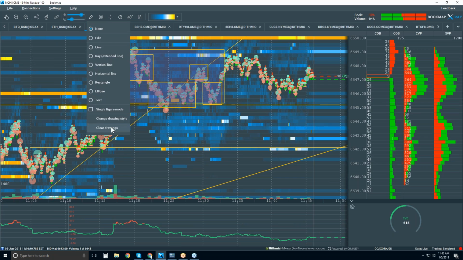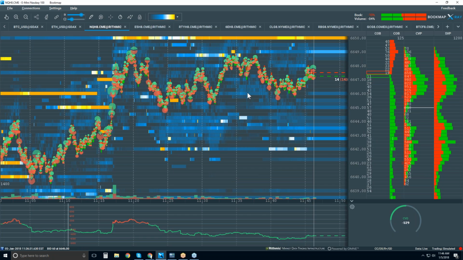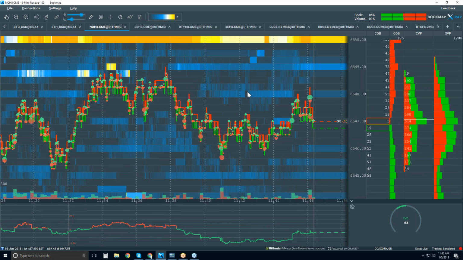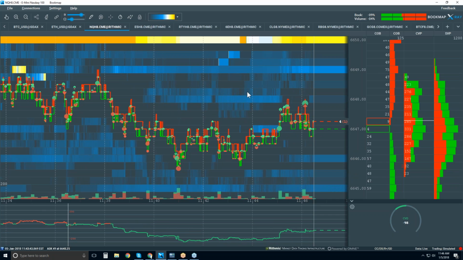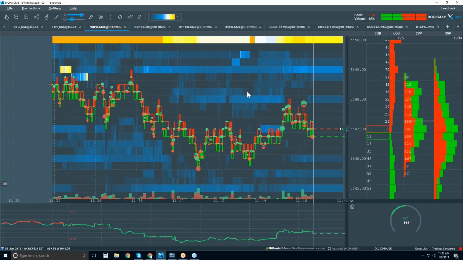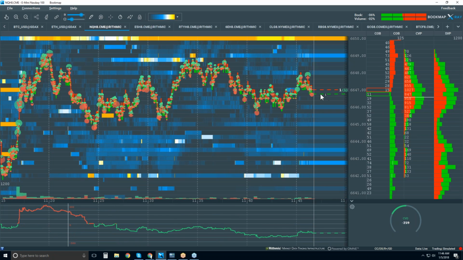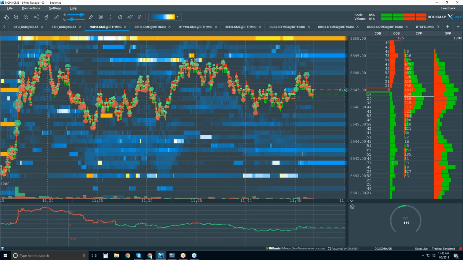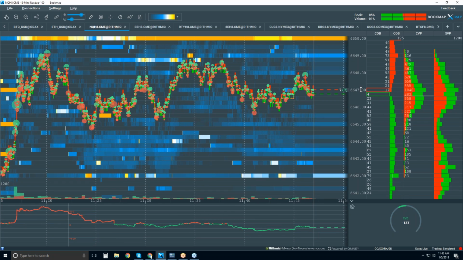Okay, it's getting kind of sloppy here. Let's clear the drawings. All right, well, the sellers are a little stronger than we thought. They're still battling in here. And we can see what's going on here. It's this point of control right here at 47, right in our range. That's where the battle is taking place.